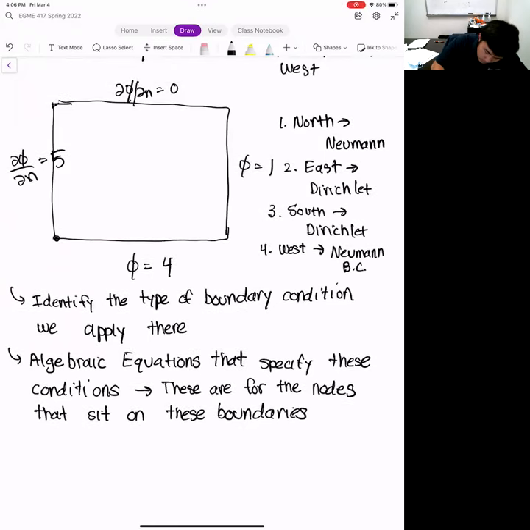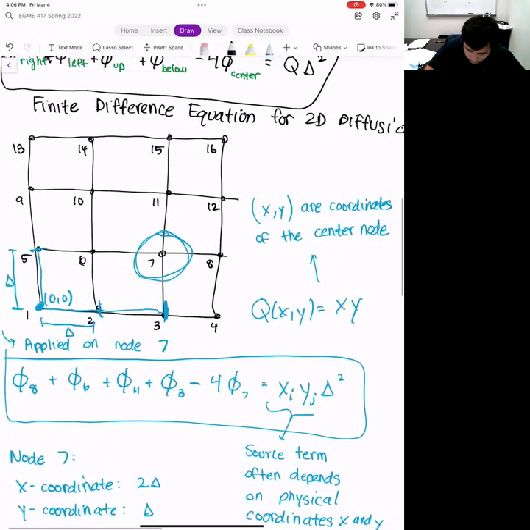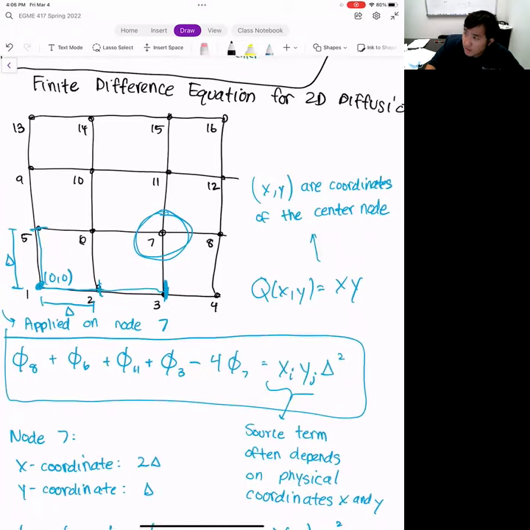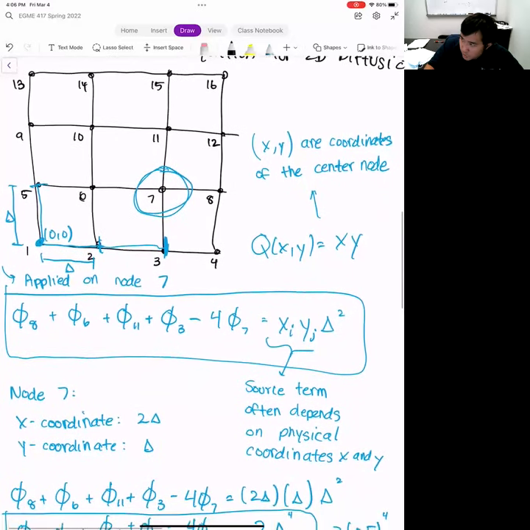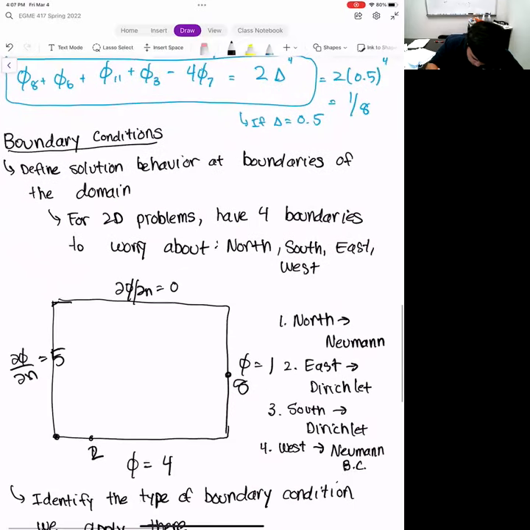For the sake of argument, let's say that we have phi2 there. This is going to be node number 1, 2, 3, 4, 5, 6, 7, 8. So this is going to be number 8. There are going to be multiple nodes on these boundaries, but as soon as you give me one solution for that, I know you can apply it for the rest of them too. So I'm just going to do one example per boundary just to show you what they look like.